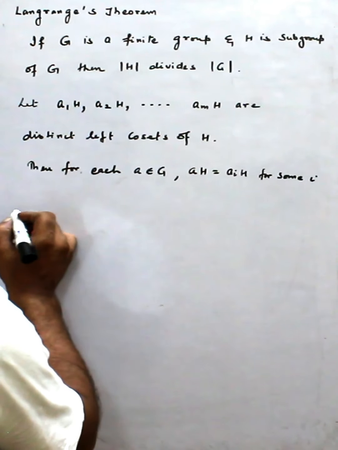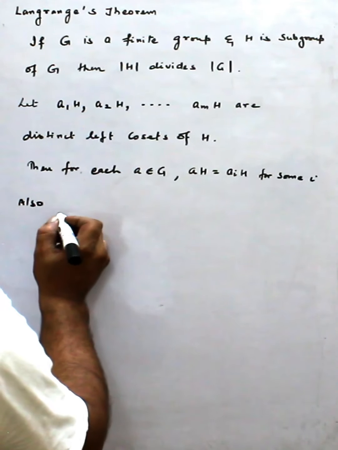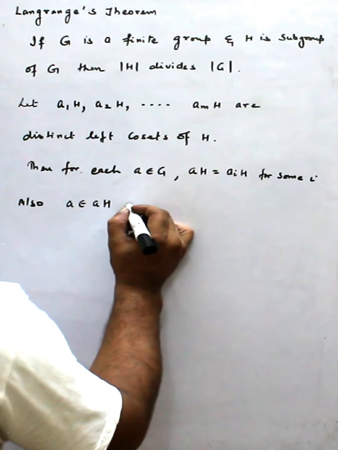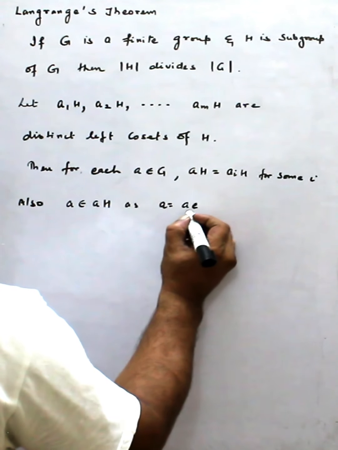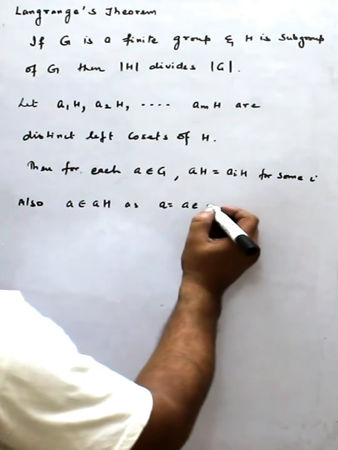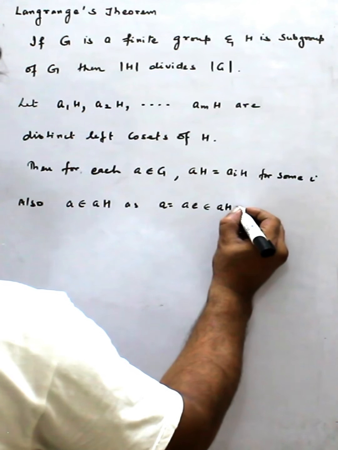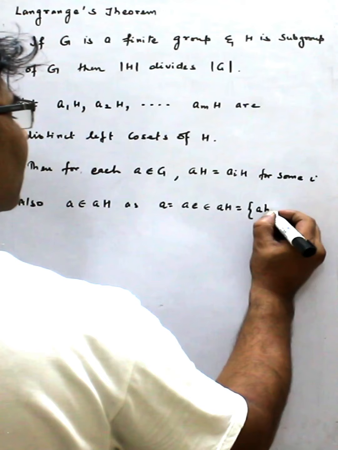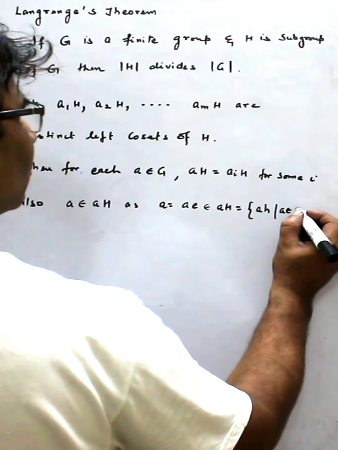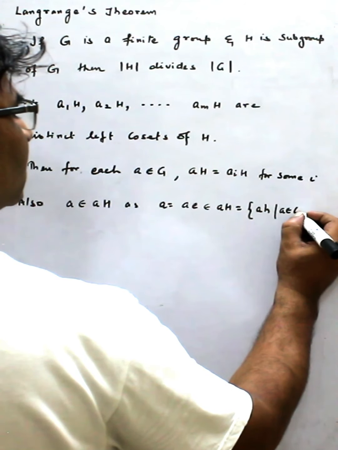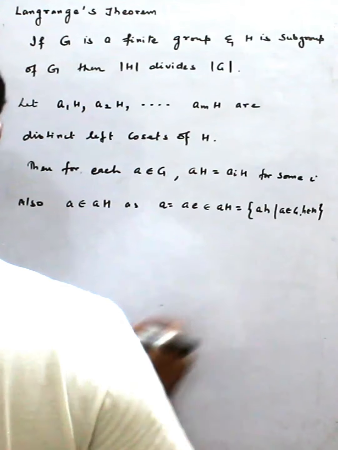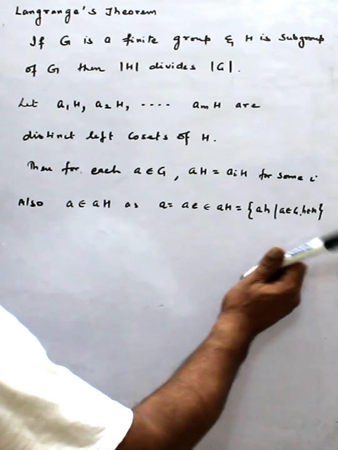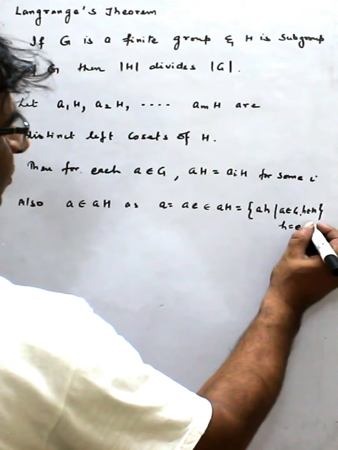So one more thing also: A belongs to AH, as A can be written as A times E and E will fall in H. So this will belong to AH, as AH has the composition of elements like this: A belongs to G and h belongs to H. So here we take h equal to the identity.